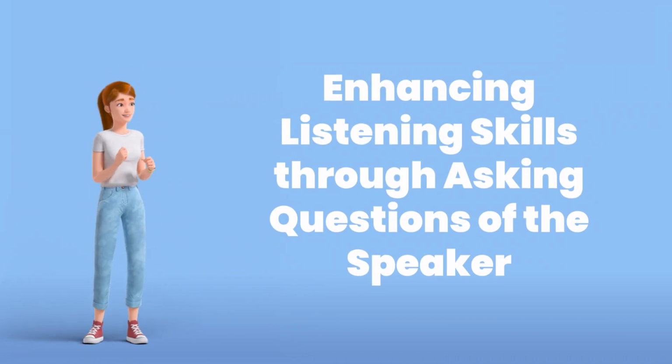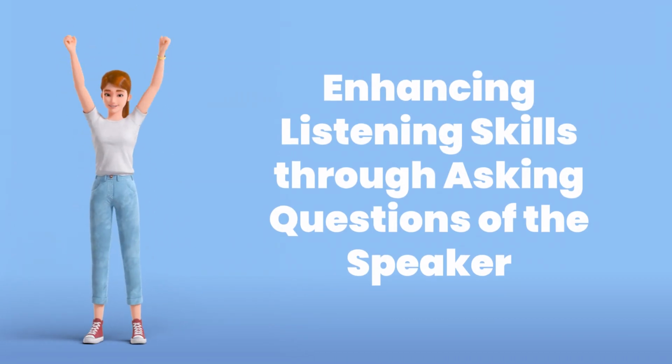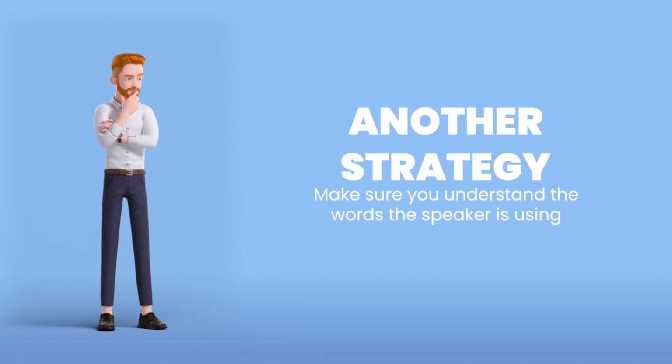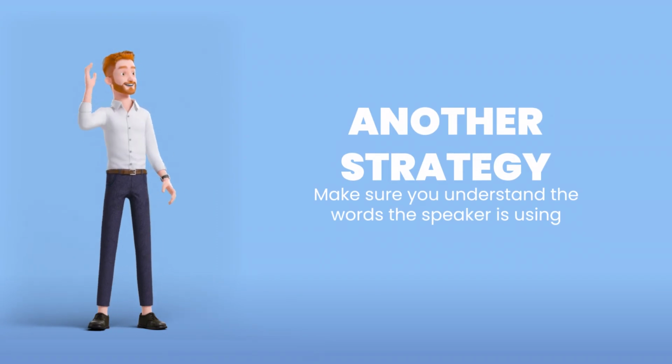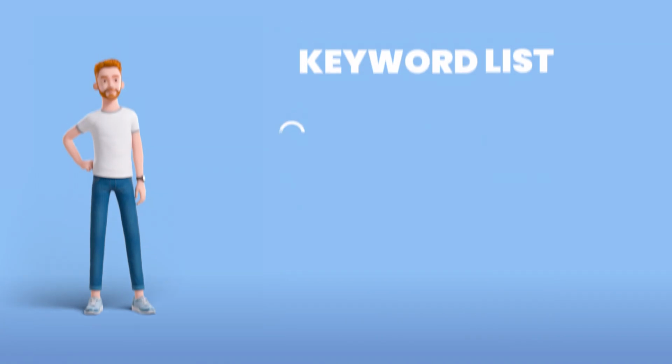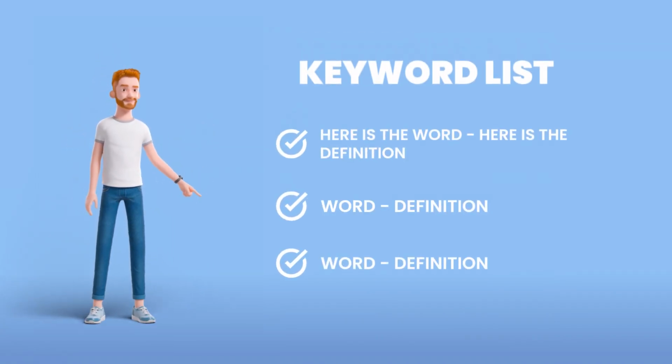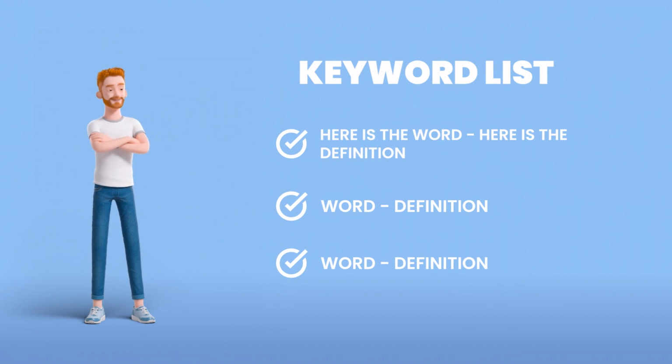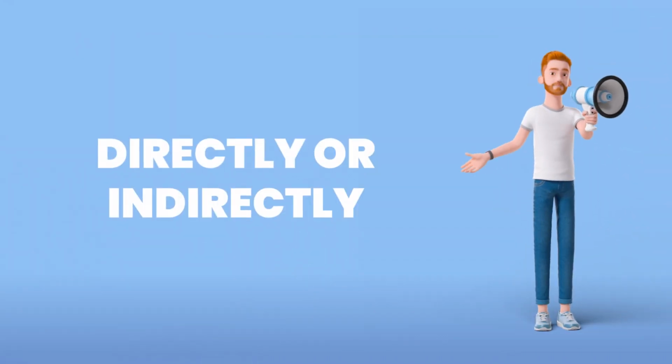One of the best active listening strategies is preparing questions for the speaker. Another strategy that will help is making sure that you have understood the words the speaker used. Create a list of key words and write their definitions beside them. The definitions should either be what the speaker gives directly or indirectly.